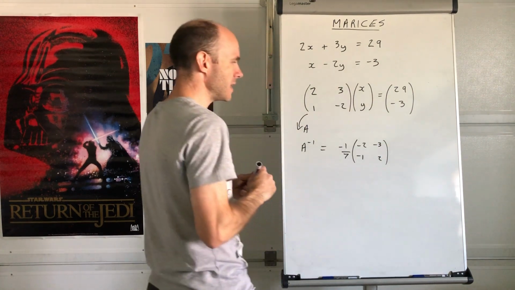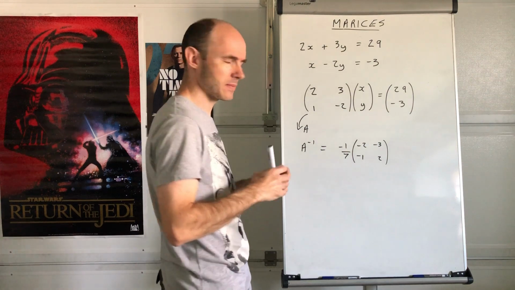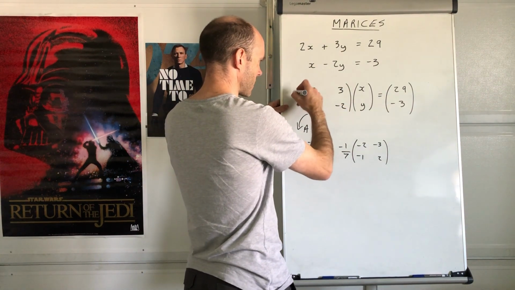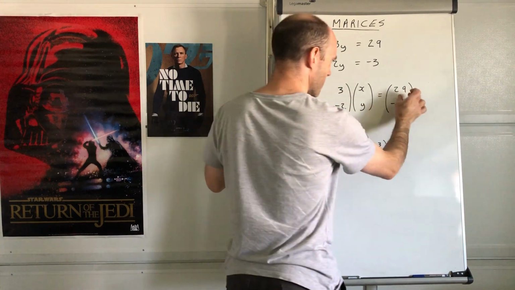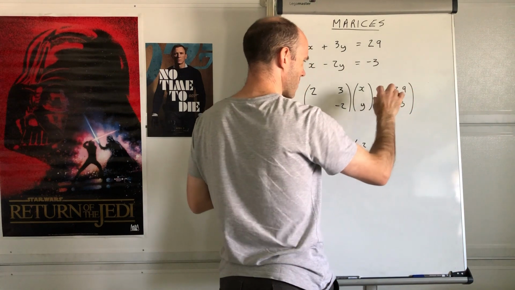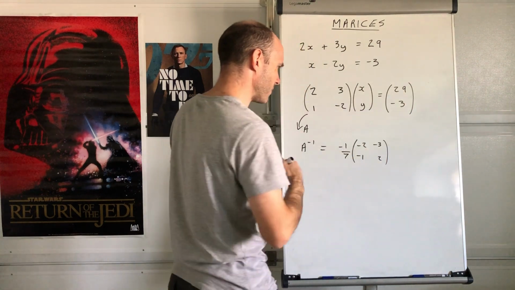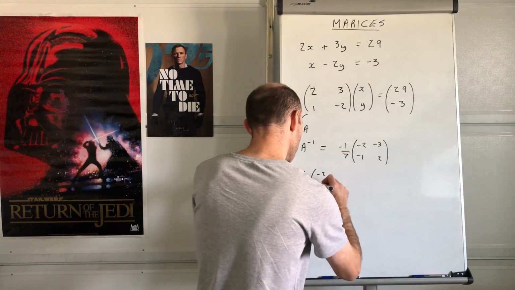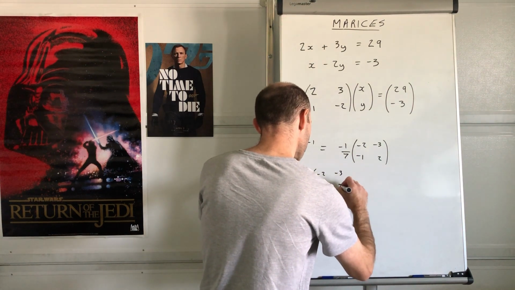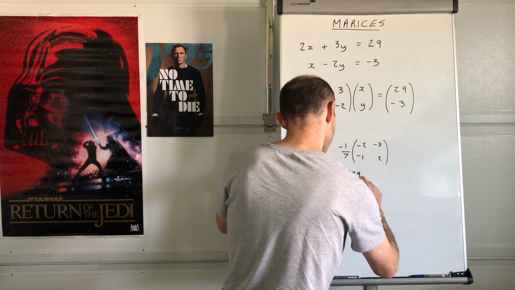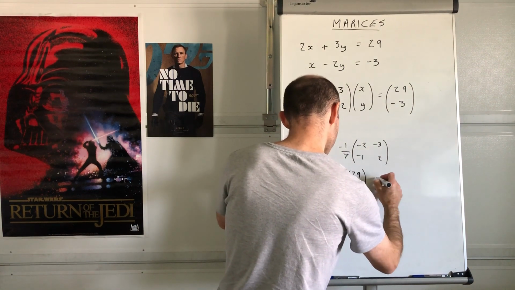And what we're going to do is multiply this side here by A inverse, and we're going to multiply this side by A inverse there. I've not left enough room to squeeze it on, but we're going to do that. So we're going to multiply the inverse there by that: negative 1 over 7, negative 2, negative 1, negative 3, 2, multiplied by this, 29, negative 3. Let's just see what happens, shall we?